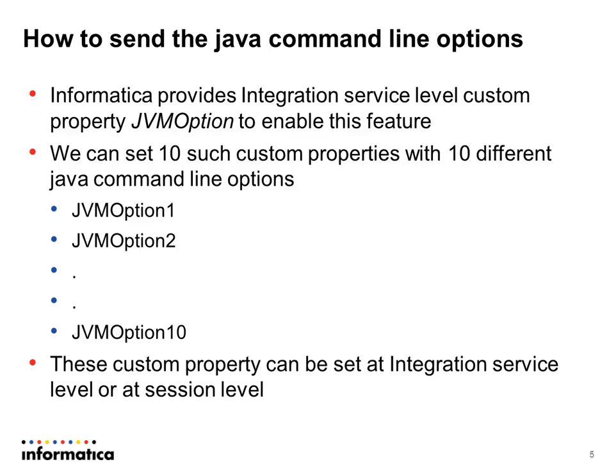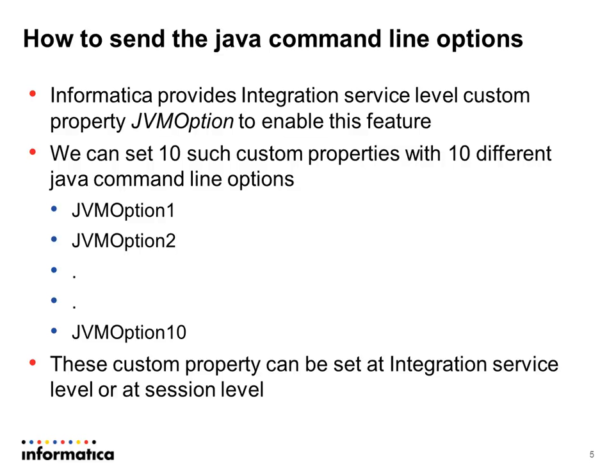Now that we know why we need these Java options for the PMDTM process, how do we include that in Informatica? To facilitate that, Informatica has provided an integration service level custom property called JVM Option, which enables this feature. We can set 10 such custom properties with 10 different Java command line options, from JVM option 1 till JVM option 10.